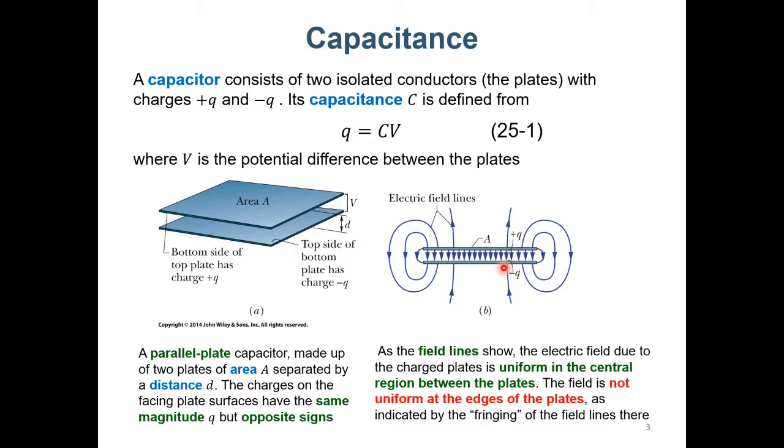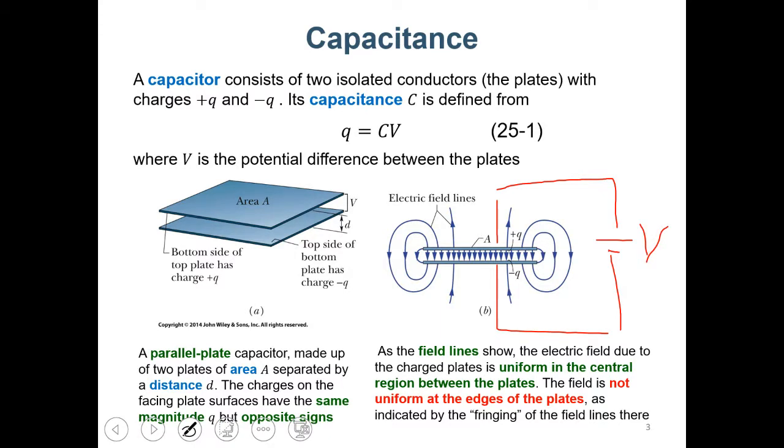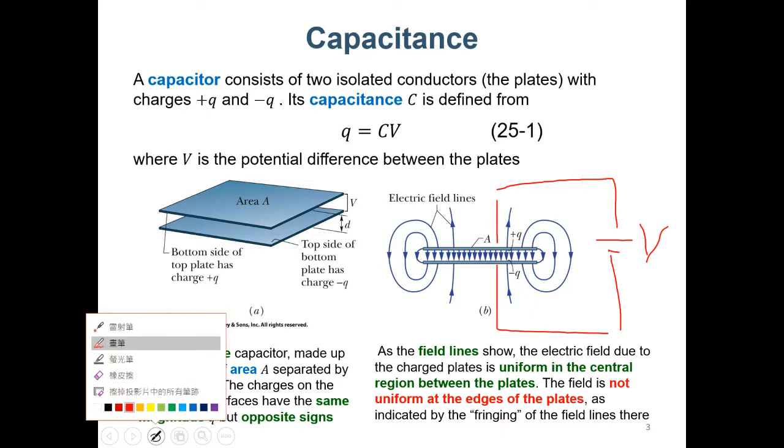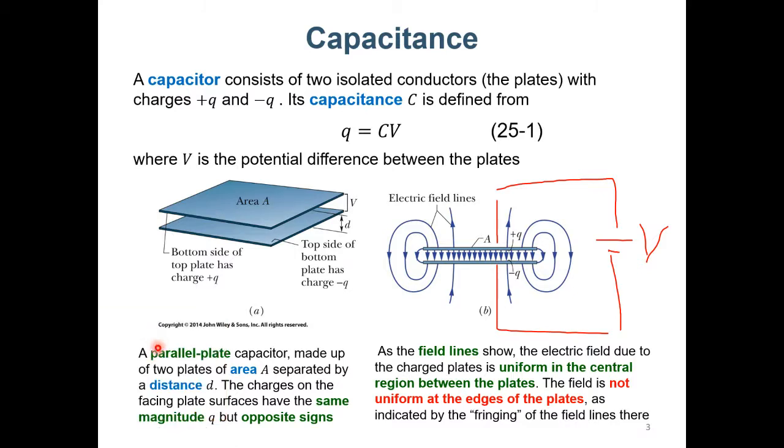Suppose we have a battery here, connected. So we have a potential V, and we have charge Q on both plates. The top one has positive Q, the bottom one has negative Q charge. So C is Q over V, of course.